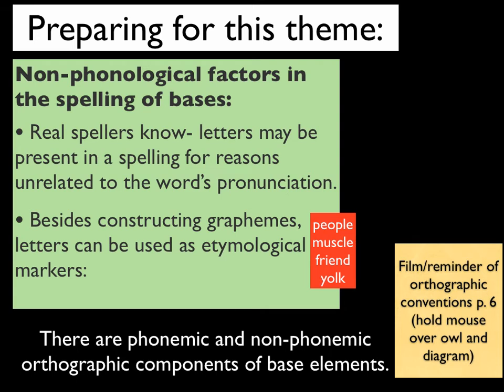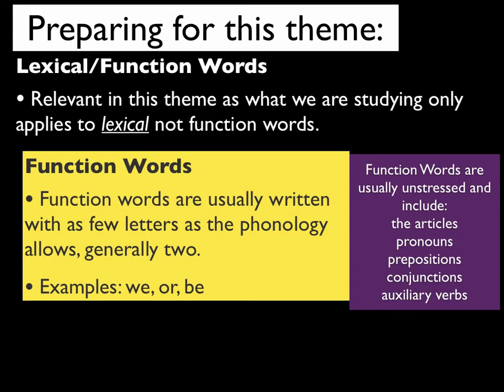To prepare for this theme, you also need to understand that there are non-phonological factors in the spelling of bases. Real spellers know that there may be letters in words that are there for unrelated reasons, not having anything at all to do with pronunciation. Sometimes those words are etymological markers, as in we've already examined the word yolk and how the L in Y-O-L-K is an etymological marker to the yellow color of that part of an egg. So keeping that in mind as you go through this theme, there's also some information on page 6 that you could refresh your own memory about.